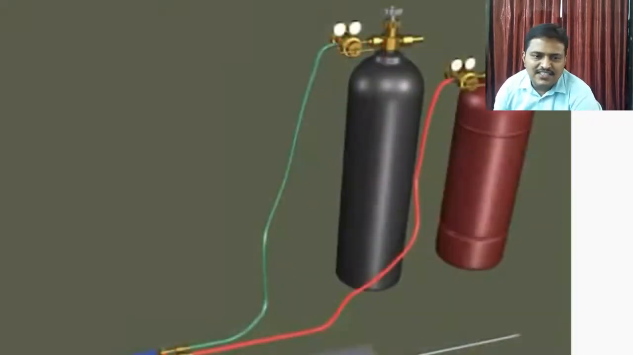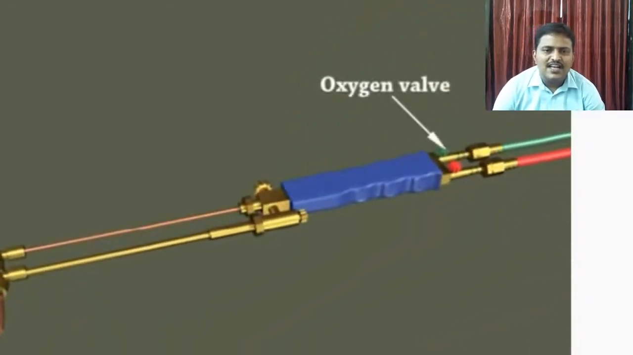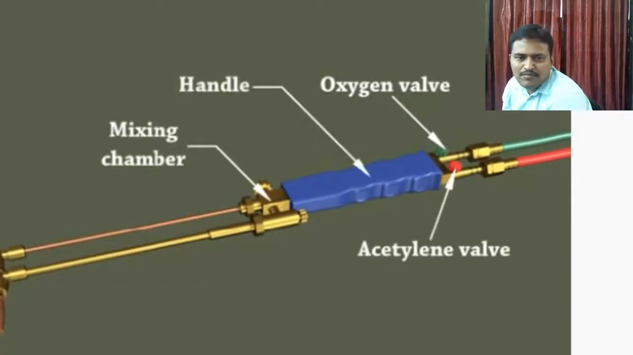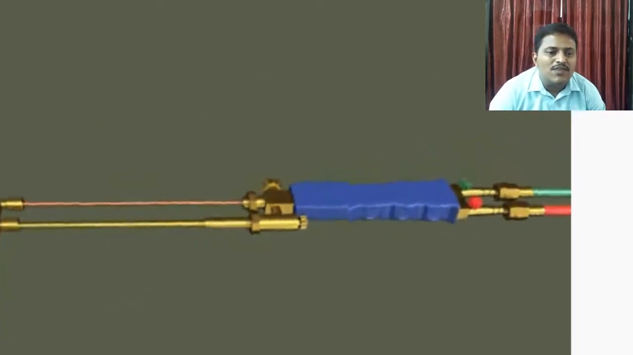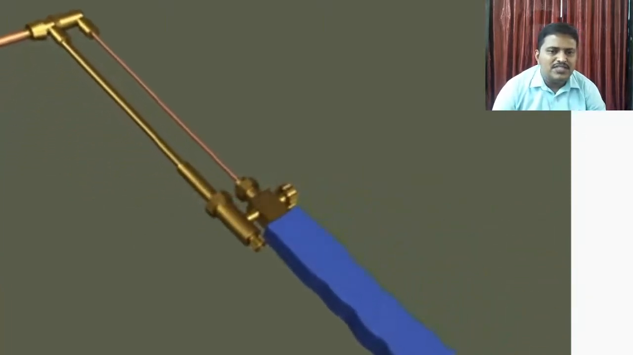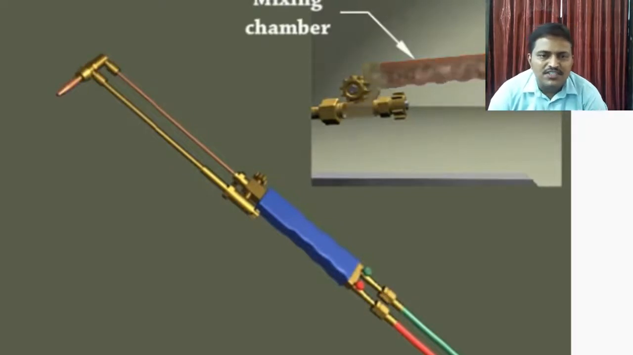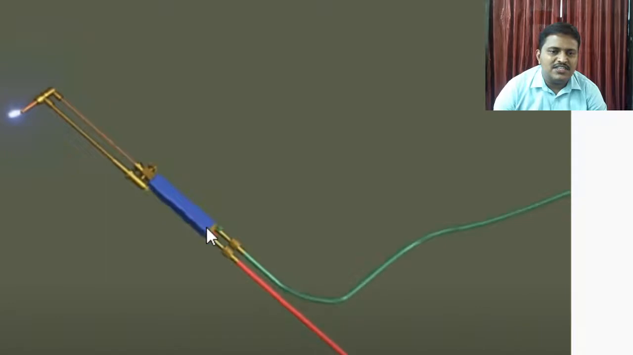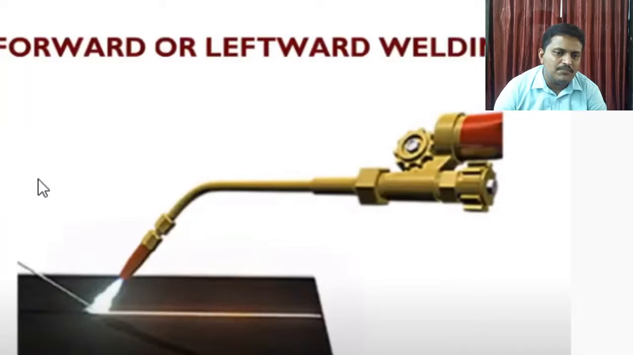So this is a welding torch. The welding torch is connected to the hose pipes of oxygen and acetylene. The acetylene valve will be provided in the torch for mixing both at different ratios in order to operate different types of flames. By using the valves we can adjust the flow of oxygen and acetylene. When it flows inside, it will be mixed in a mixing chamber. From the mixing chamber it enters the pipe and comes out from the torch tip, and the welding is performed.